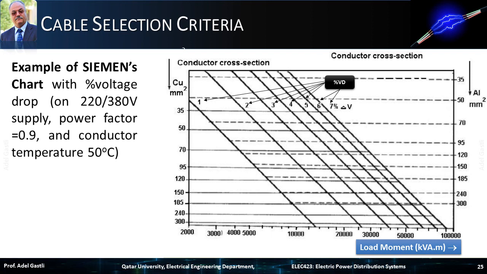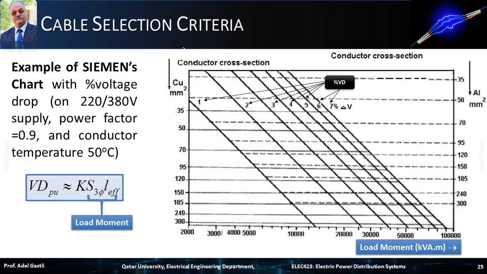In this chart, the percent voltage drop lines are plotted as a function of the load moment and conductor cross-section areas. The left side vertical axis is for the copper conductors, while the right side vertical axis is for the aluminum conductors. This chart was built using the load moment equation of the per unit voltage drop calculation.